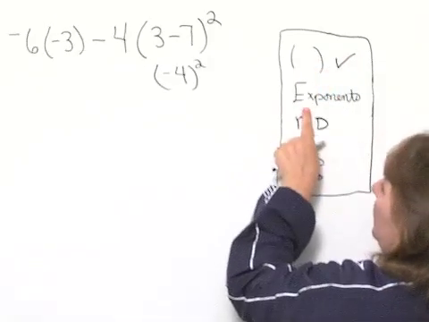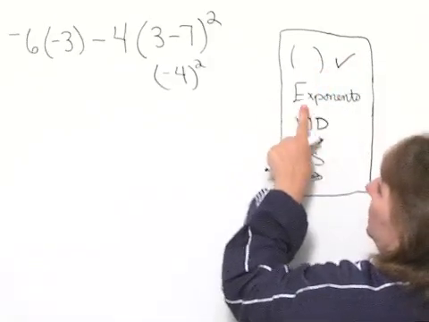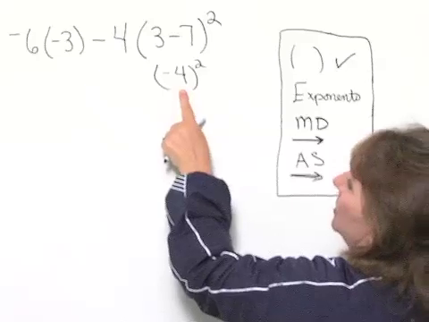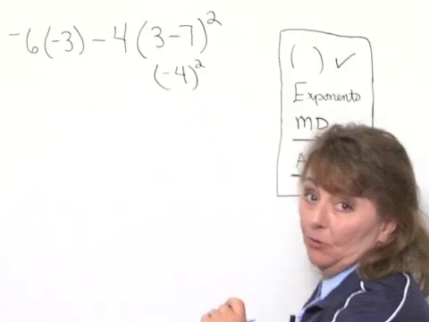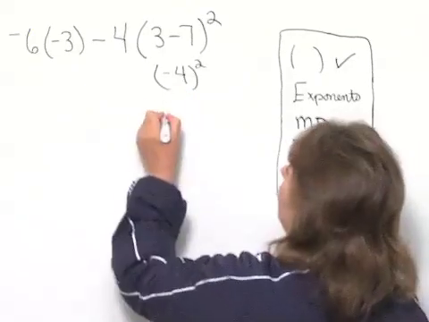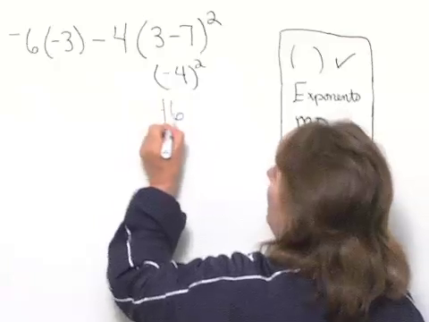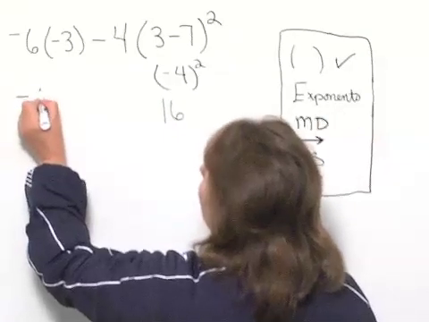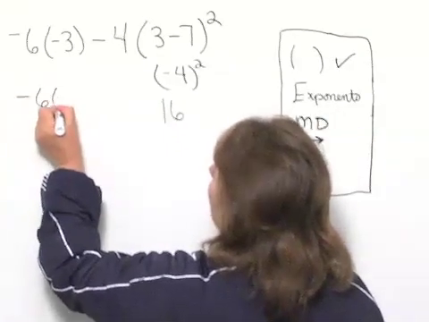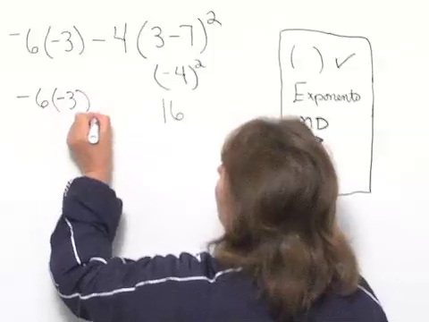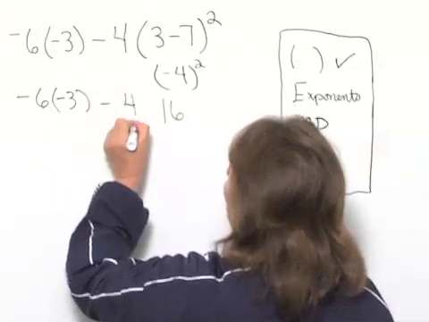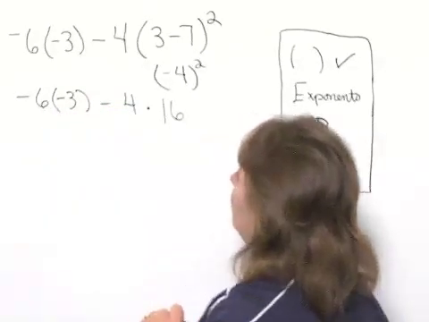Now look at the list. It says do exponents next. So that's our next operation. So we have a -4 squared, which equals 16. So we write down 16. Now we should recopy the problem very carefully. -6 times -3 subtract 4 times 16.